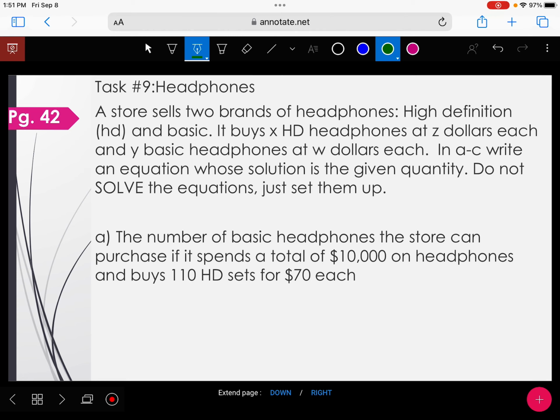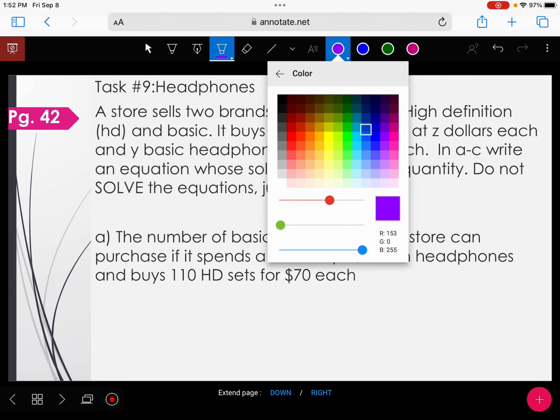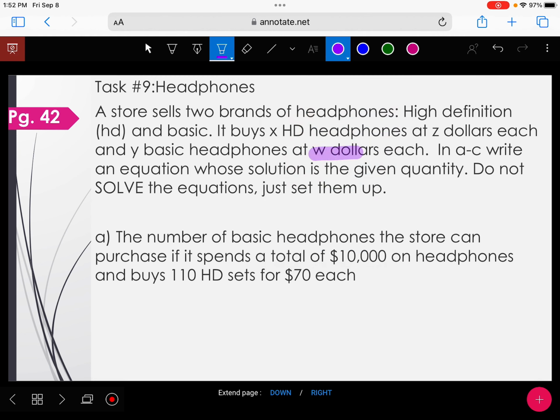So they're going to give us pieces about the headphone situation. They've even given us several variables here. We've got W dollars for basic headphones and Y number of basic headphones, and then we've got Z dollars for HD headphones and X number for HD headphones. So we've got 4 letters here. And we're going to fill in some of those and try and write some equations.